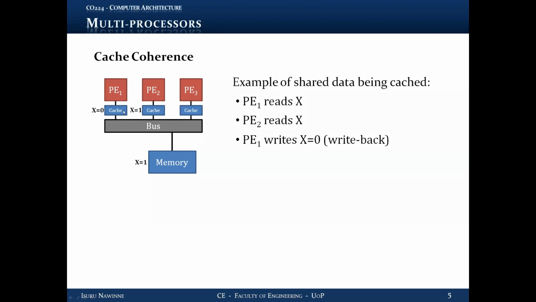Processing element 1's cache controller will see, okay, there is a snoop read request coming, and I have that block cached, and it is valid. So I have the most up-to-date value, so it can service that snoop read request. The value can be provided through this cache controller to the other cache controller, right? So it's actually more convenient than going to the memory.